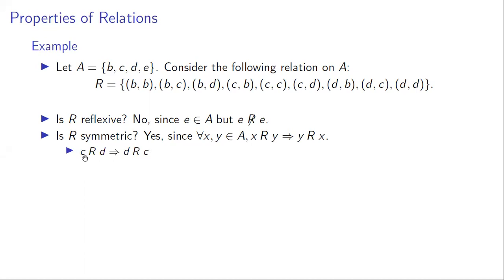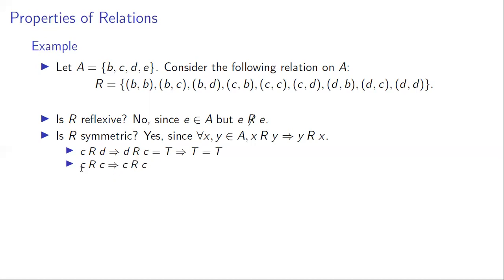Well, let's evaluate it. C is related to D. Is that true? Yes, because we have C comma D. D is related to C. Is that true? Yes, because we have D comma C. So what we have is, if true, then true. In other words, this conditional statement is equal to, if true, then true. What is this equal to? True. Good.